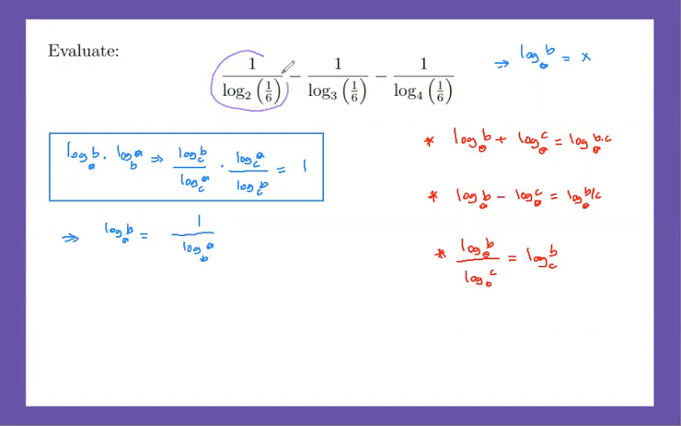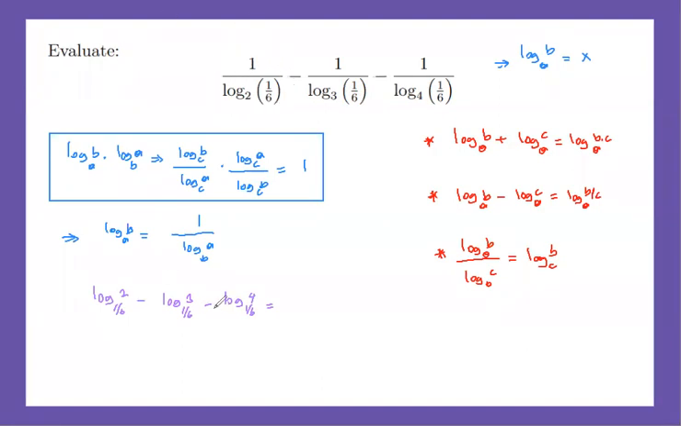So instead of this guy, if I use this identity, this part could be written as log base a of b, so you switch those numbers. That means the first number could be written as log base 1/6 of 2. And the second number, minus the second number, can be written as log base 1/6 of 3. I just switched those places to get a simpler expression. And the last one is log base 1/6 of 4. And this is much better than what we started with, right?